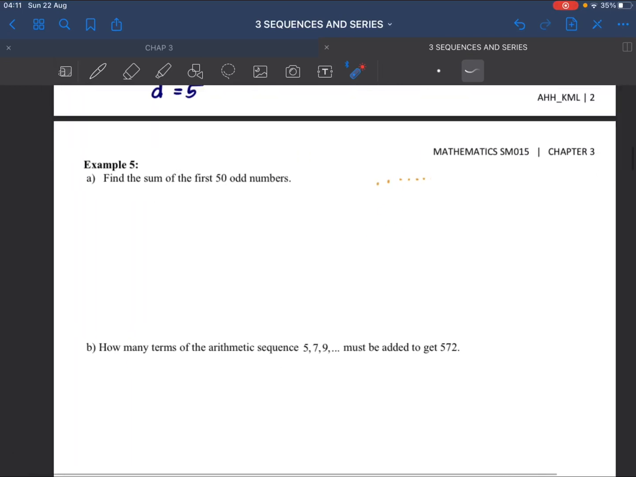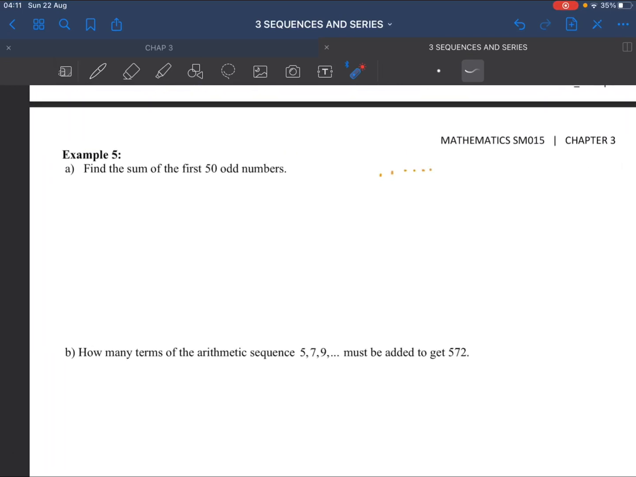So next, we are going to see how to find the sum of the first n terms. Okay, dengar saya cakap. Sum of the first n terms, which we represent as Sn. Okay, so bila-bila kamu nampak Sn ataupun S2, S3, S4, S5 tu, itu ialah sum of the first n terms.